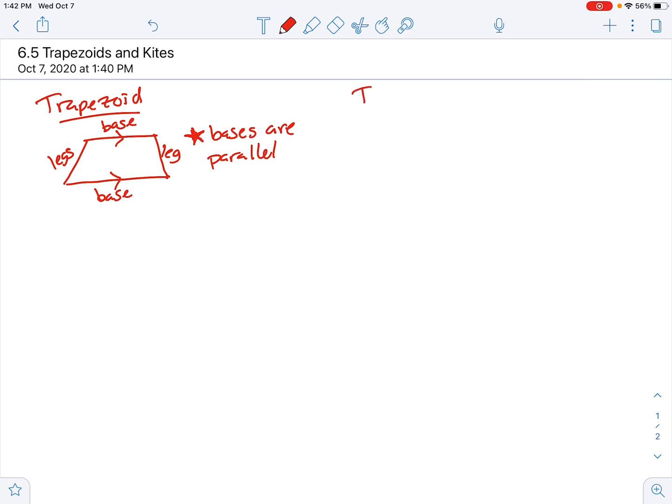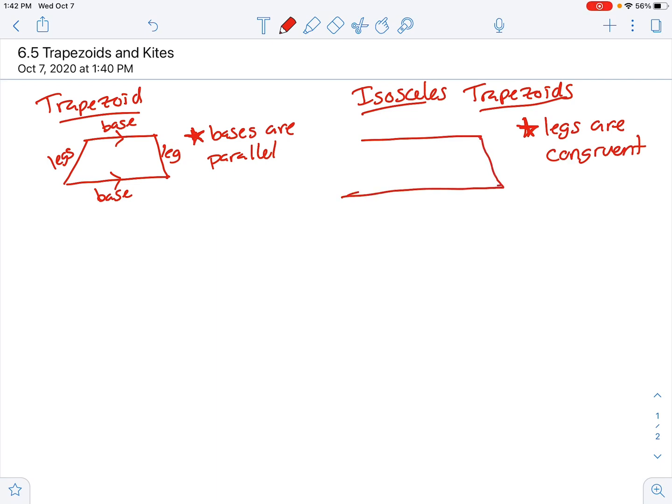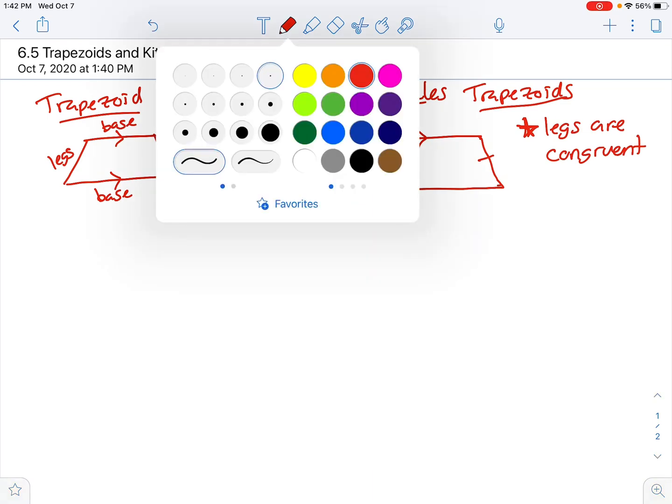Now what we're really going to be talking about are isosceles trapezoids. Now let's go back to triangles. What does isosceles mean? Isosceles means we have two congruent sides. Same thing here. For an isosceles trapezoid, the legs are congruent or equal. So if I draw out my lovely isosceles trapezoid, I have my bases are parallel and my legs are congruent. So if we have an isosceles trapezoid, what do we know about it?